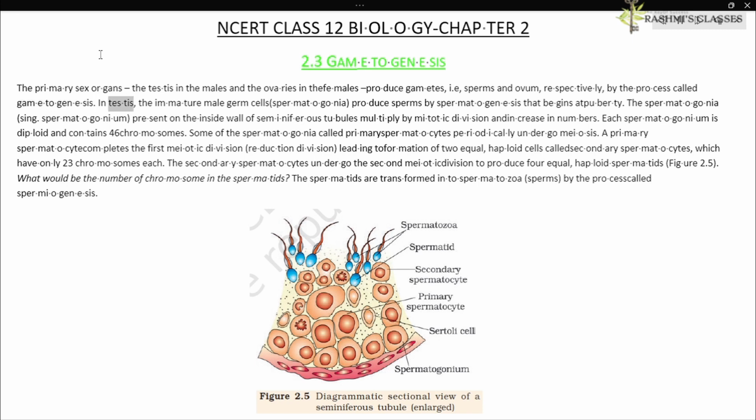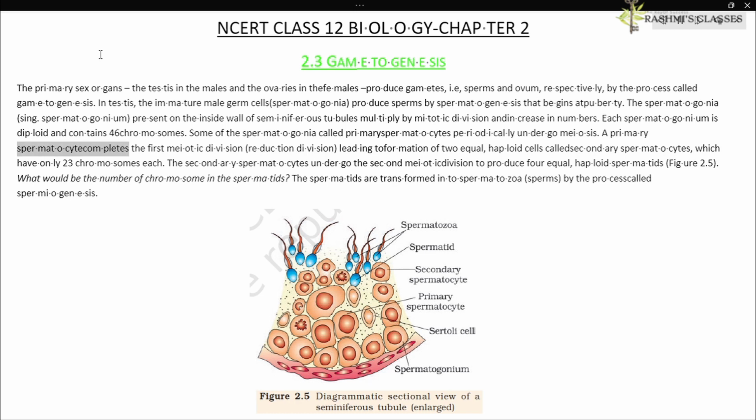In testis, the immature male germ cells, spermatogonia, produce sperms by spermatogenesis that begins at puberty. The spermatogonia (singular spermatogonium), present on the inside wall of seminiferous tubules, multiply by mitotic division and increase in numbers. Each spermatogonium is diploid and contains 46 chromosomes. Some of the spermatogonia, called primary spermatocytes, periodically undergo meiosis.